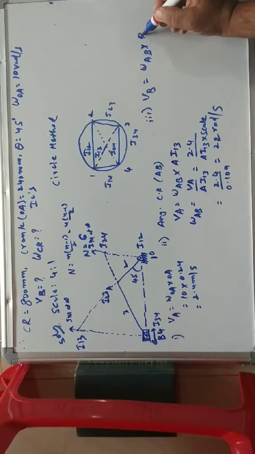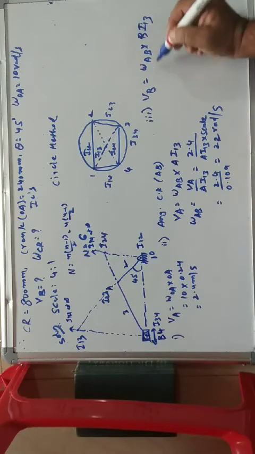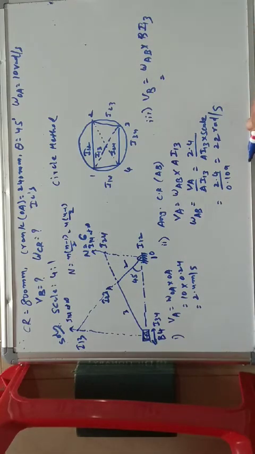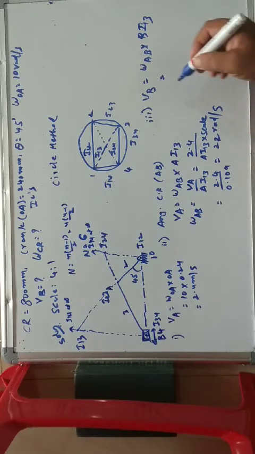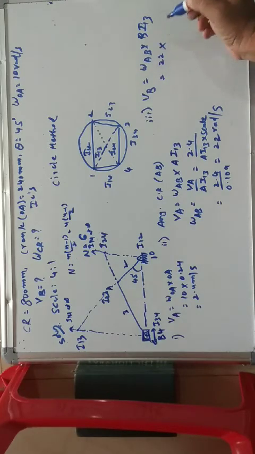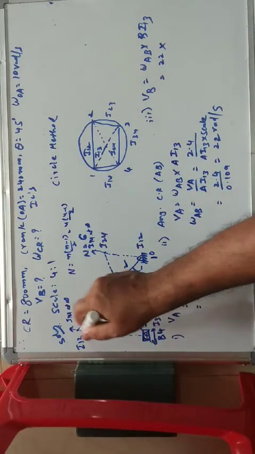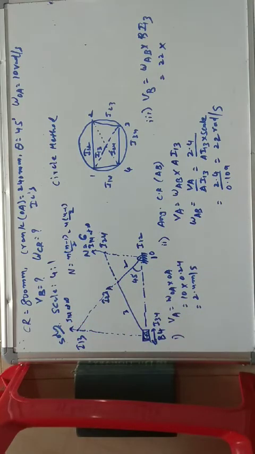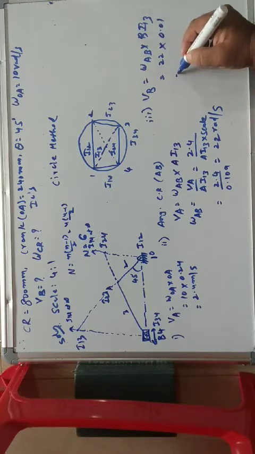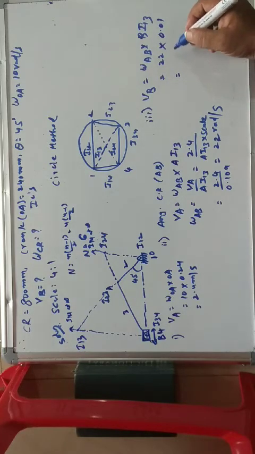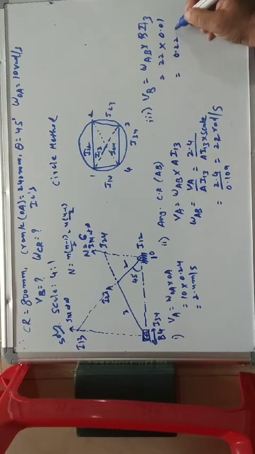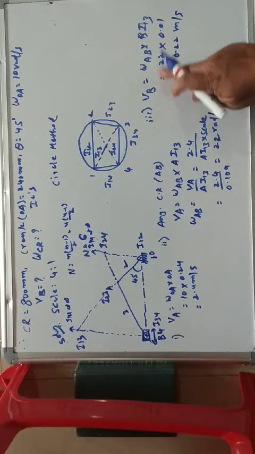Omega AB into BI13. On similar lines, omega AB we have calculated, it is coming around 22 radians per second, into BI13 into scale. Don't forget to multiply with the scale. So BI13 into scale, if you just multiply, it is coming around 0.01. So this value will be 0.22 meters per second.